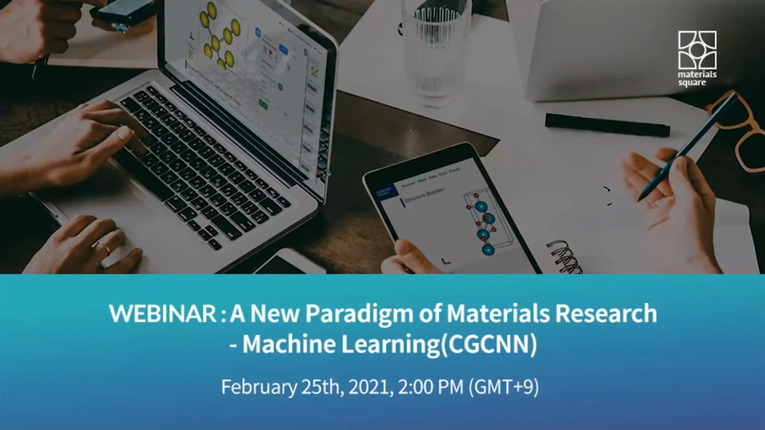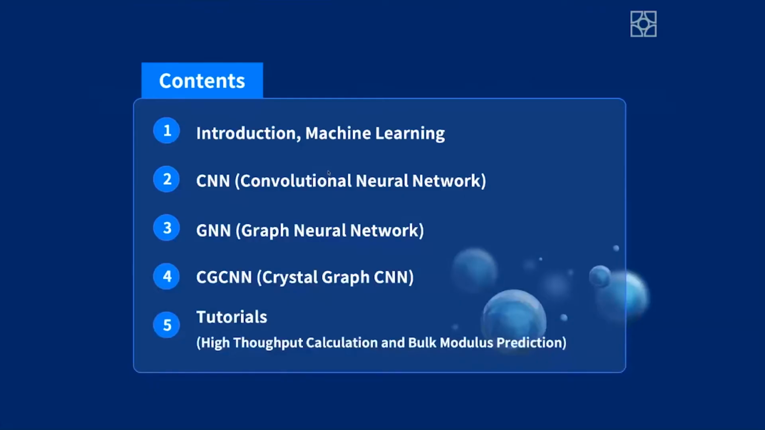Today I'm here to introduce a new paradigm of materials research: machine learning. I'm going to give a brief introduction to machine learning, then cover CNN, the convolutional neural network, and graph neural network. Finally, I'll explain the crystal graph convolutional neural network. At the end of my presentation, I will have some tutorials, which include high-throughput calculations and bulk modulus predictions using CGCNN.